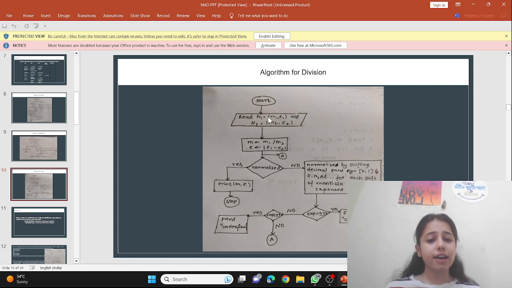Algorithm for division. Start, read n1. Same process as multiplication and addition. We have to read n1 and n2. Then we'll store m1 as m1 divided by m2 and e1 as mod of e1 minus e2.